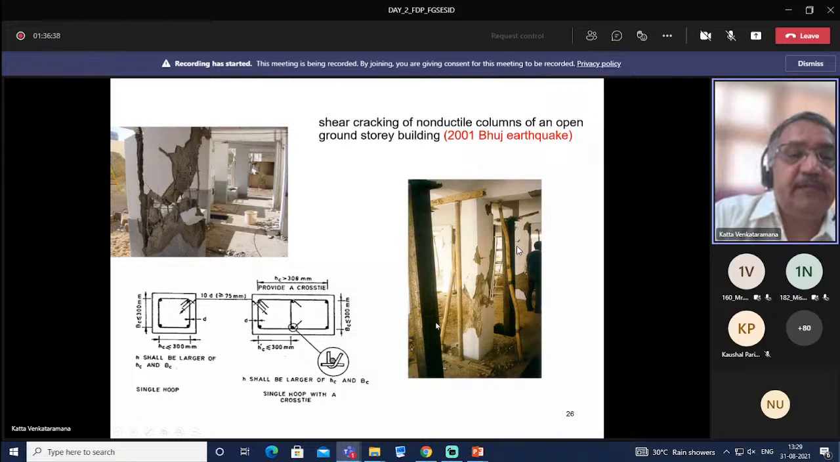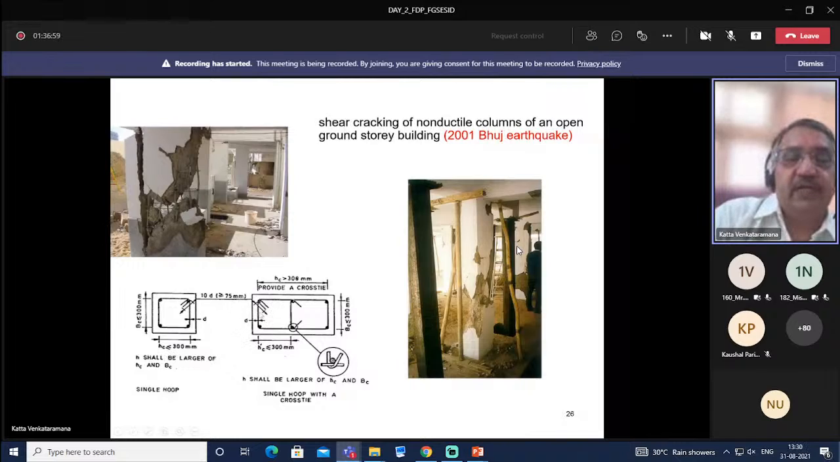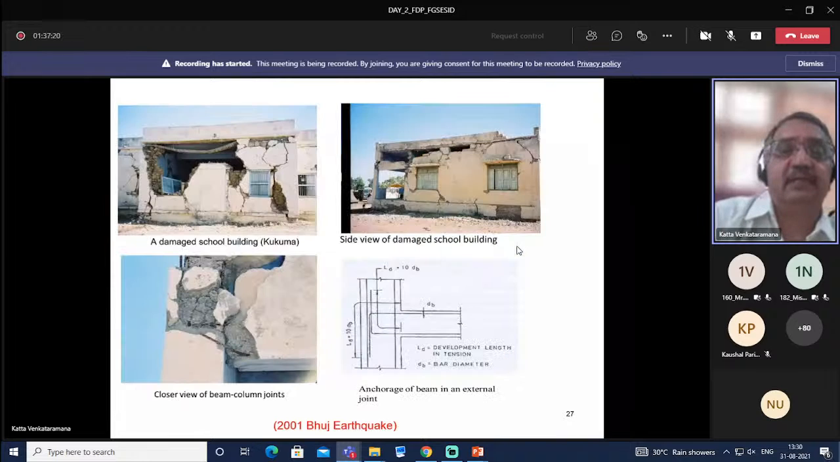The code specifies 135-degree hooks, and also this length is specified as 10 times the bar diameter. This is when the cross section is less than 30 centimeters or 300 mm. And when it is more than 300 mm, it is recommended to provide these kinds of cross ties. So by providing these 135-degree hooks and then at closer intervals, we can avoid shear failures.